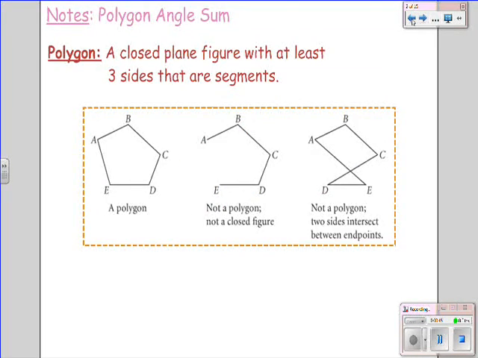A polygon, the definition, is a closed plane figure with at least three sides that are segments. The first picture would be a polygon because it's closed and it doesn't overlap. The second picture would not be because of this open space making it not closed. The third figure also would not be a polygon because it intersects and overlaps.